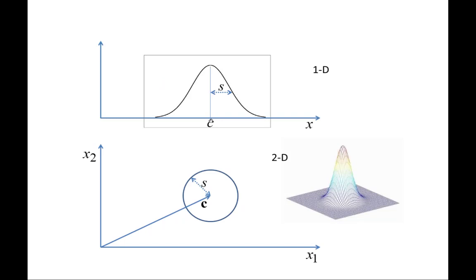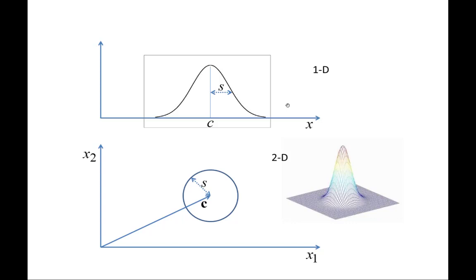So if this is the center C in one dimension, this shows a nice Gaussian curve, and s here has an interpretation. It's the standard deviation, so in some sense the width of this Gaussian. If you have a small s, then it's a very sharp Gaussian. If you have a big s, it's a very broad Gaussian.